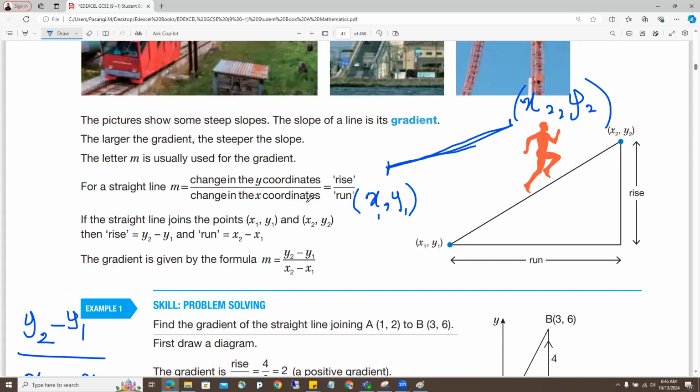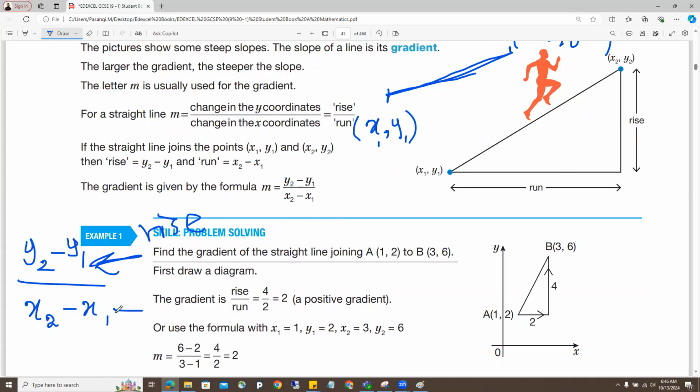Is it clear? So the difference between the y coordinates should be divided by the difference in the x coordinate. There we have two things. The difference of the y coordinates, the vertical height, the vertical change, the vertical difference, we call it rise. Rise should be divided by run. Run means the difference of the x coordinates. Is it clear now? Yes.